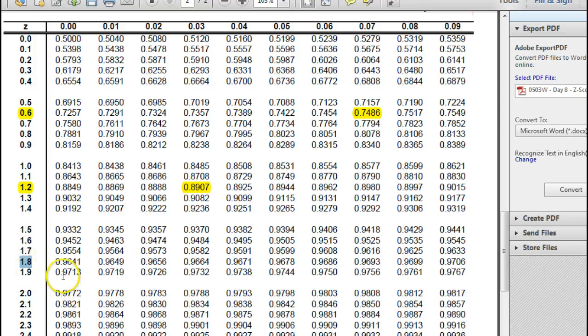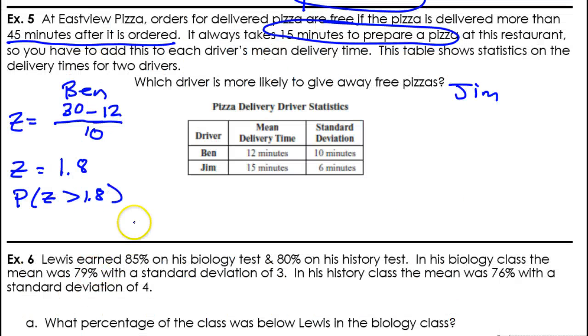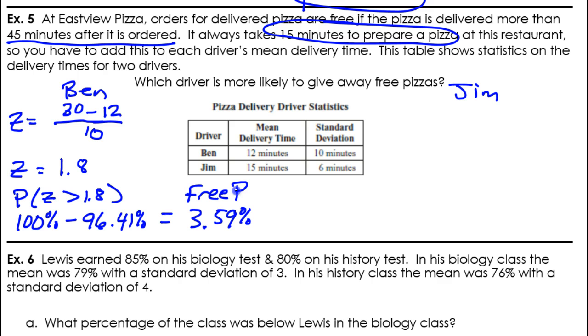Okay, so here's 1.8 down here. Oh, we wanted exactly 1.8, right? So that means we'll just go with the first column, which is the 0 column. So that's 96.41. But like you said, we need to go 100% minus 96.41. Okay. So this is about to tell us what percentage of Ben's pizzas are free. 3.59%. Okay? So a little over 3.5% of Ben's pizzas are free.